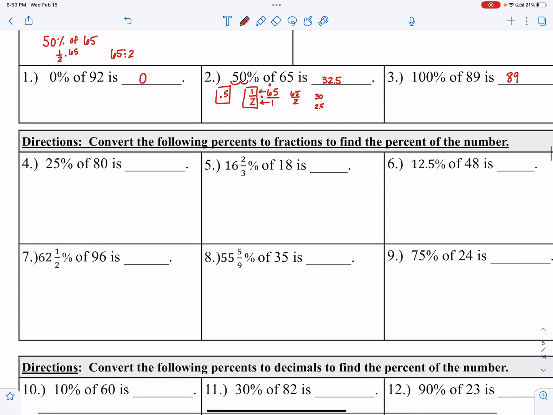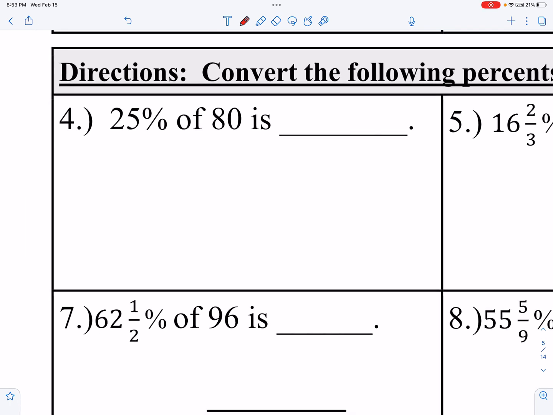Let's go ahead and move down to this section where we're going to convert these percents to fraction form. Okay, so 25% is another common fraction. If we move our decimal point, divide by 100, we have 0.25.